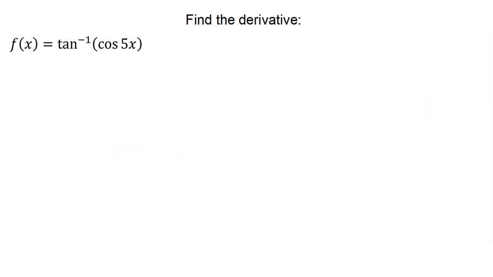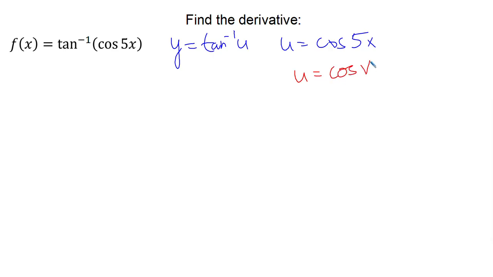For number 8, once again, this is just going to be a chain rule within the chain rule. So we've got y equals the inverse tangent of u, where u is equal to the cosine of 5x. And we'll note that that means u is the cosine of v, because 5x is a function within cosine. And now we'll say v is 5x. So we'll have 3 different pieces here to multiply together to get our final derivative.